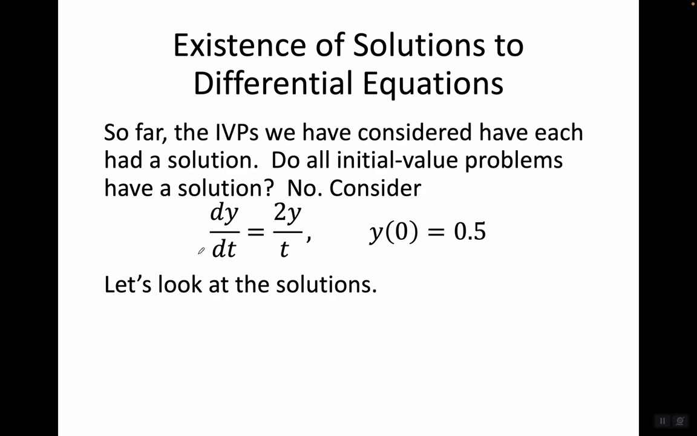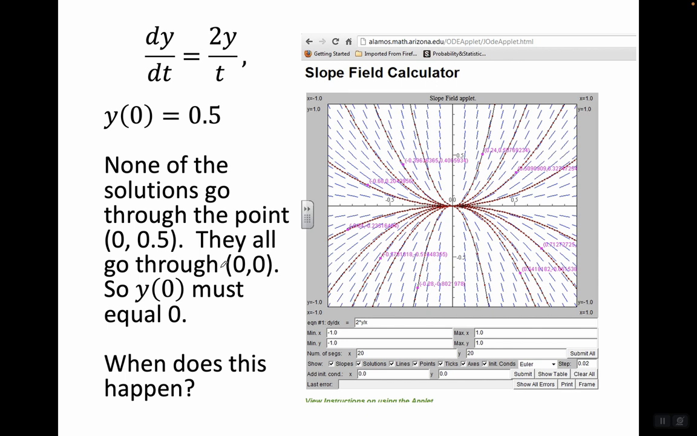Let's look at the solutions to this differential equation, dy/dt = 2y/t. There's a way that we can graph the solutions to this differential equation without even solving it, using what are called slope fields. So here are the solutions to this differential equation. Notice that none of the solutions go through the point (0, 0.5). They all go through the point (0, 0). So y(0) must be 0. If this differential equation is true, it's impossible for y(0) to equal 0.5. Therefore, the initial value problem has no solution.